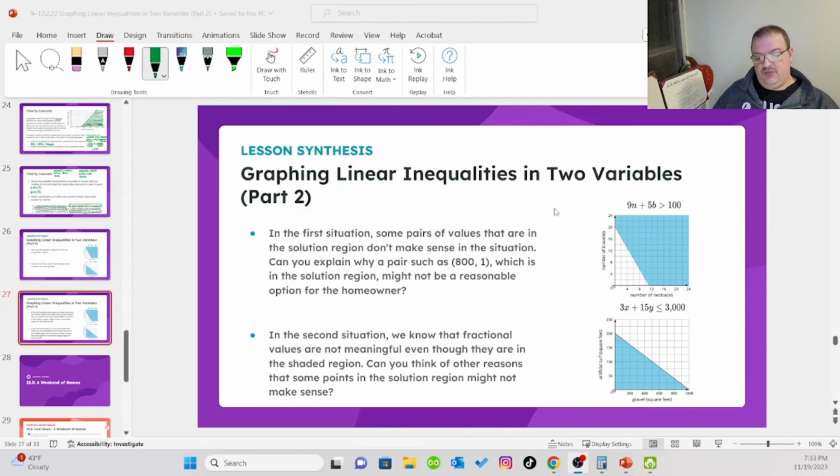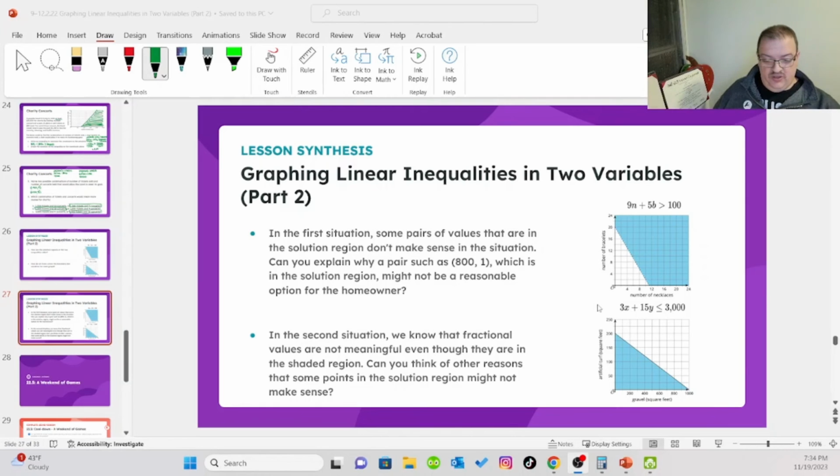In the first situation, some pairs of values that are in the solution region don't make sense in the situation. Can you explain why a pair such as (80, 1), which is in the solution region, might not be a reasonable option for the homeowner?